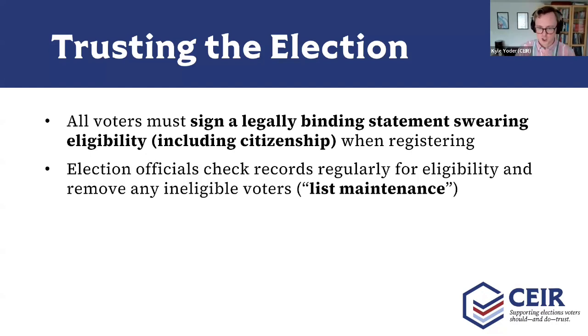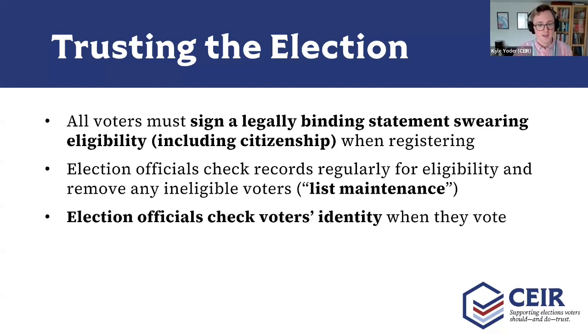Election officials also check records regularly for eligibility. They remove any ineligible voters. This is a process called list maintenance. It is ongoing, 365 days a year. Election officials are very vigilant. You can find resources on our website talking more about everything that goes into this process of list maintenance and just how thorough and complete it is in every state, including Connecticut.